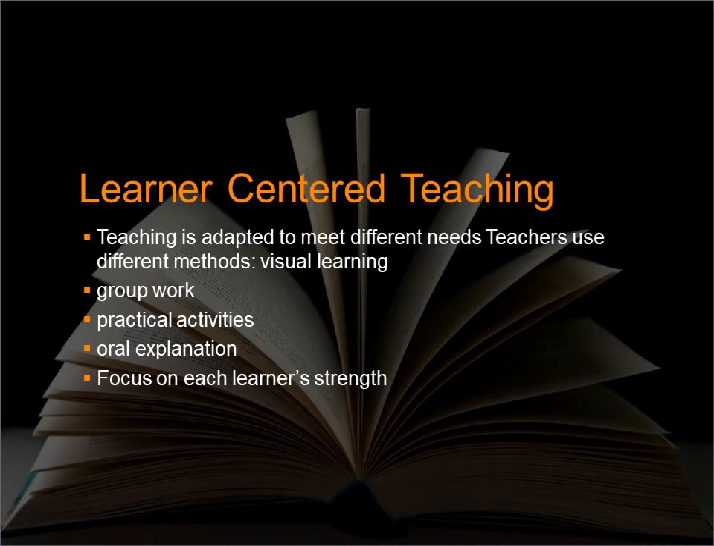Then we have learner-centered teaching. This is teaching adapted to meet different needs. So teachers use different methods, for example, visual learning, group work, practical activities, oral explanation. It focuses on each learner's strength. So with visual learning, these are for the students who maybe are visually impaired. In group work, they bring all the students together to work together, so that as a teacher you will also notice which students need more help. Who are you going to encourage?